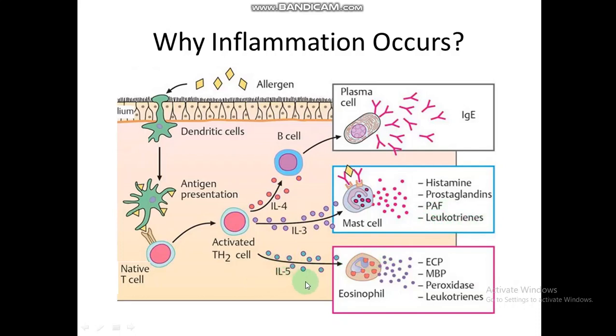Similarly, interleukin 5 activates eosinophils, which are a type of white blood cells, and they produce ECP, MBP, peroxidases, and leukotrienes. These ECPs are the eosinophil cationic proteins. MBPs are major basic proteins, and then peroxidases and leukotrienes. So these are the secretions of the eosinophils. All these secretions cause inflammation. So in this way, inflammation occurs inside our different organs.